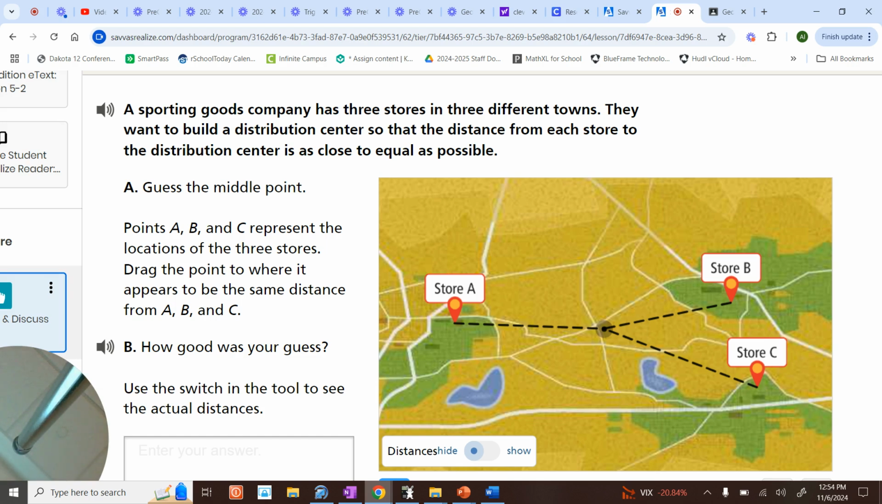Why would that be an equal distance from each store? Well, that's called the circumcenter. And when we were drawing last time, I put my pointer here and tried to draw through each one. See how I miss B by a ways. But if I go down here, see how if I draw a circle, it goes through each of them.